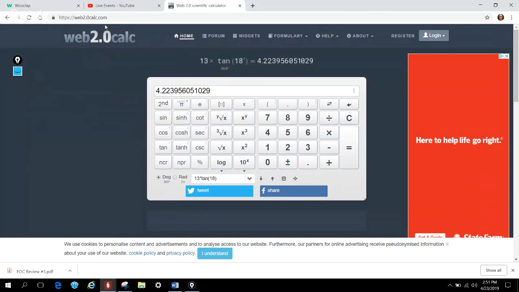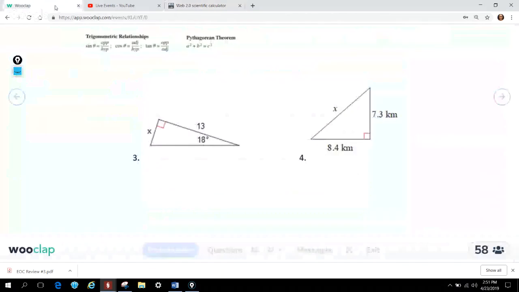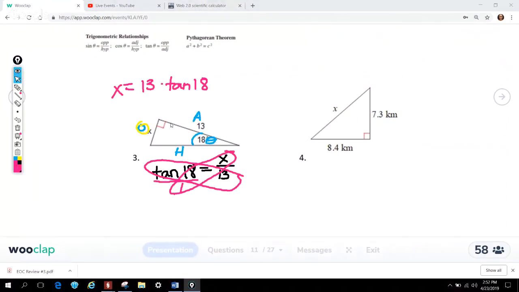4.22 is it. Excellent job. So then you should have 4.22 for your value. Now let's look at this next one. This one's kind of interesting.